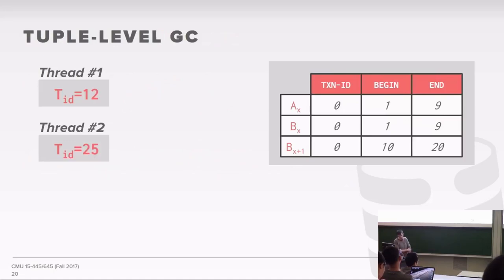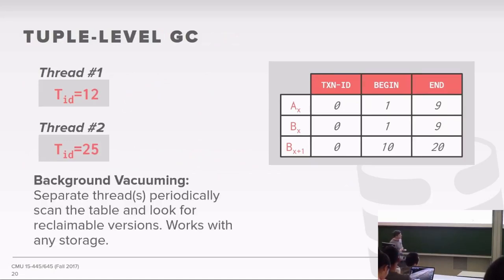Right, so under tuple-level garbage collection, again, you can have the two approaches. The first one is to do background vacuuming, and this is where we're going to have a separate thread that's going to periodically scan the table and try to find old versions that we can get rid of. And this will work with any storage scheme that we talked about. This works with delta storage, append-only, and time travel tables.